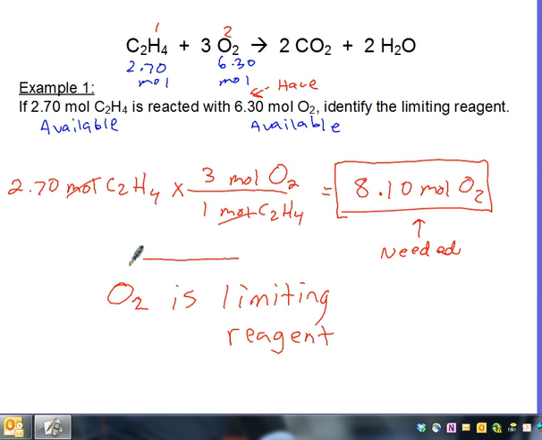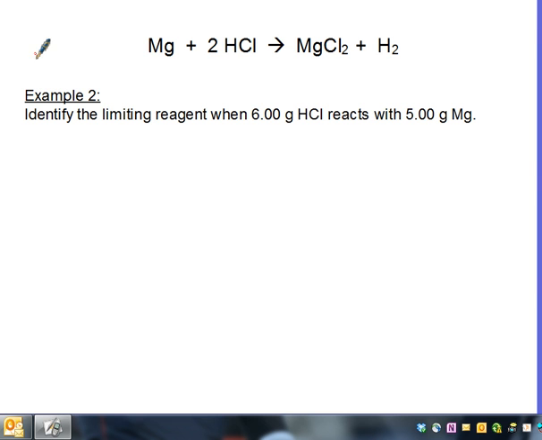Since I don't have enough O2 available to cover what is needed, that makes it the limiting reagent. Again, when you calculate from moles of C2H4 to moles of O2, this is what you actually need to fully react with this 2.70 moles. We need 8.10, but what's given in the reaction is 6.3. Since we don't have enough, the oxygen is the limiting reactant, or limiting reagent. Boom. Next slide.